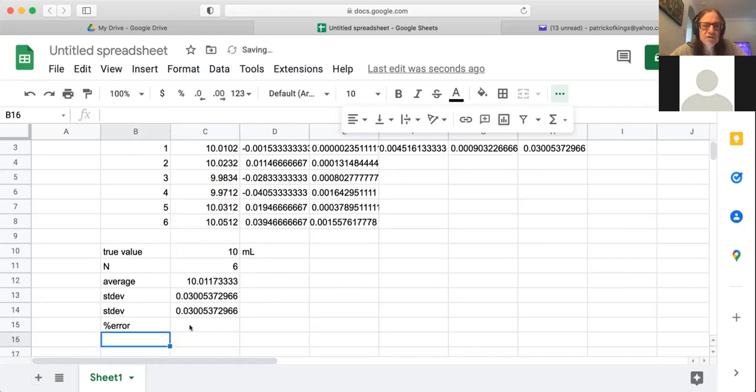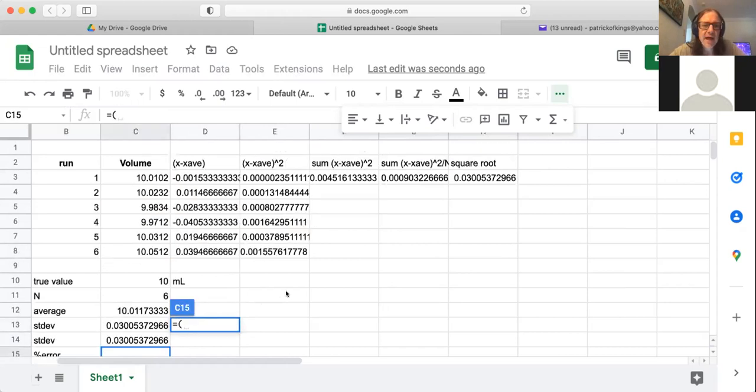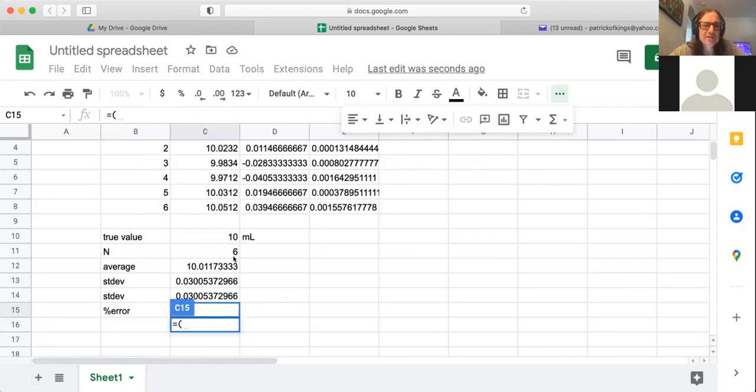Okay, the percent error, again, what you do is, I'm gonna put this in parentheses, you take your average value, which is your experimental, so our average is the experimental, you subtract from that the true value. Well, this is a 10 milliliter pipette, so 10, close the parentheses, divide it by the true value. The true value is 10, right? So 10 ml, and then times 100, okay?